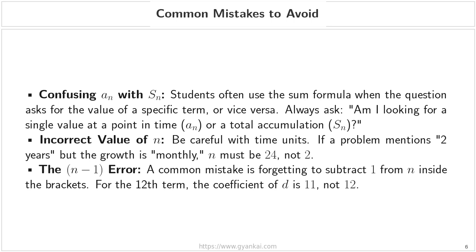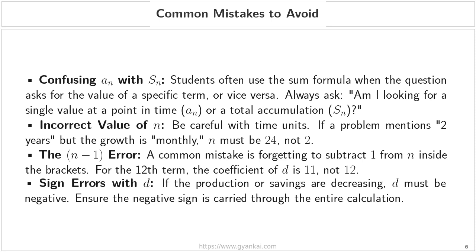Third, watch out for the n-1 error. When you are using the formula for the nth term or the sum, it is very easy to forget to subtract 1 from n inside the brackets. Remember, for the 12th term, the coefficient of d is actually 11, not 12. This small oversight can throw off your entire calculation.